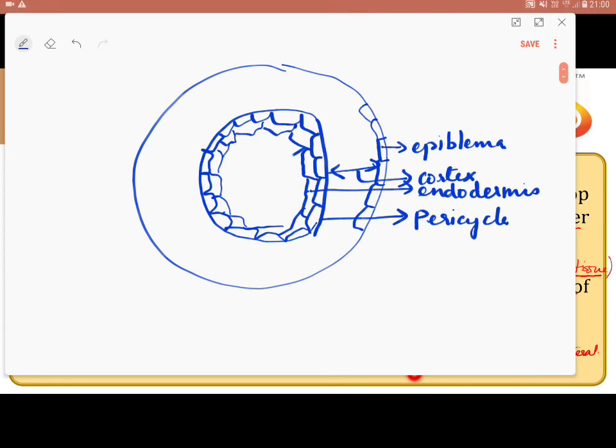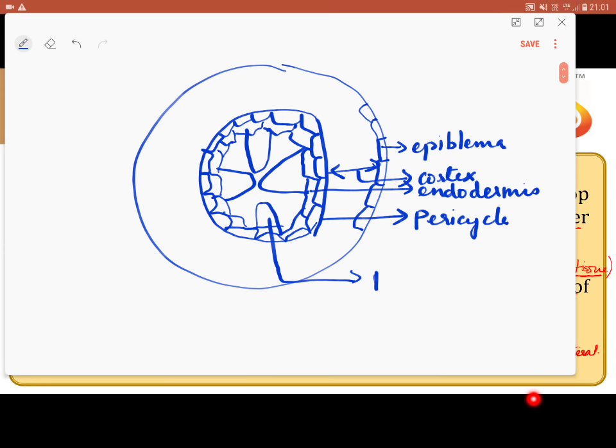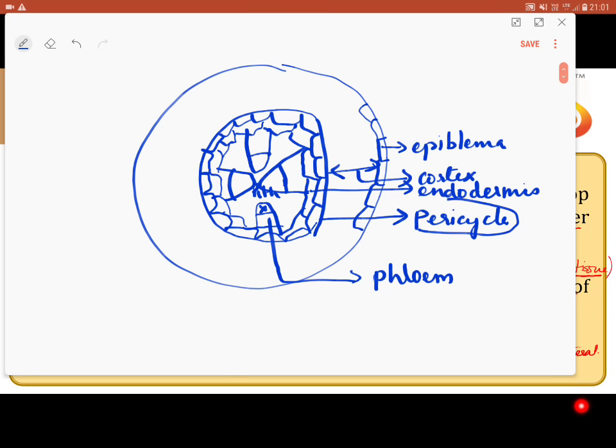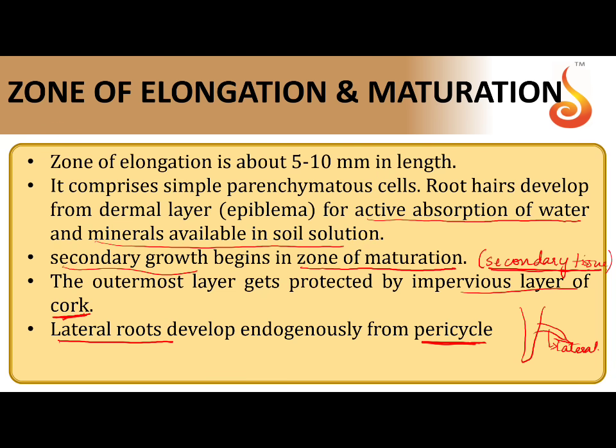Inside endodermis, you have vascular bundle. Always remember, phloem is outside, and then comes xylem. Xylem is inside. This is called pith, and so on. So, this is the region we are looking for. So, pericycle, which is present outside endodermis and inside cortex, gives rise to lateral root. I hope you have understood today's lecture.